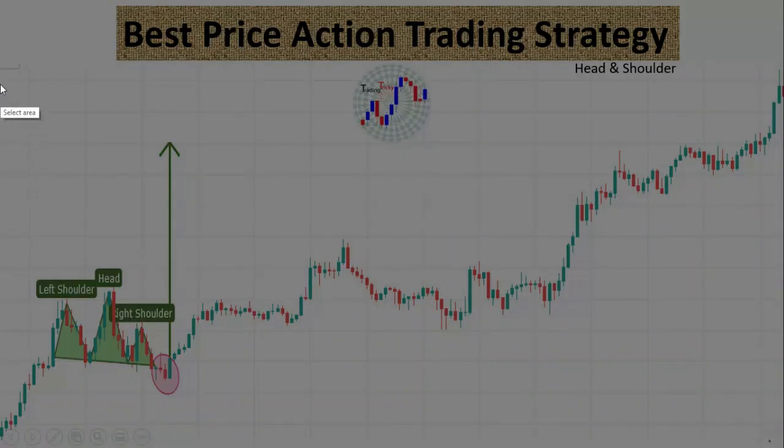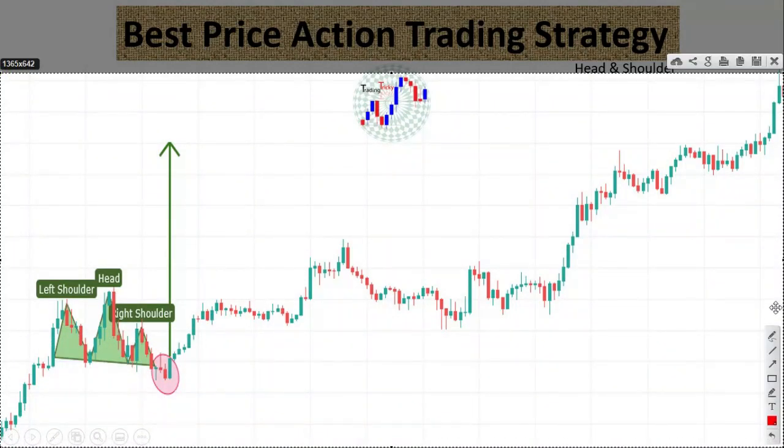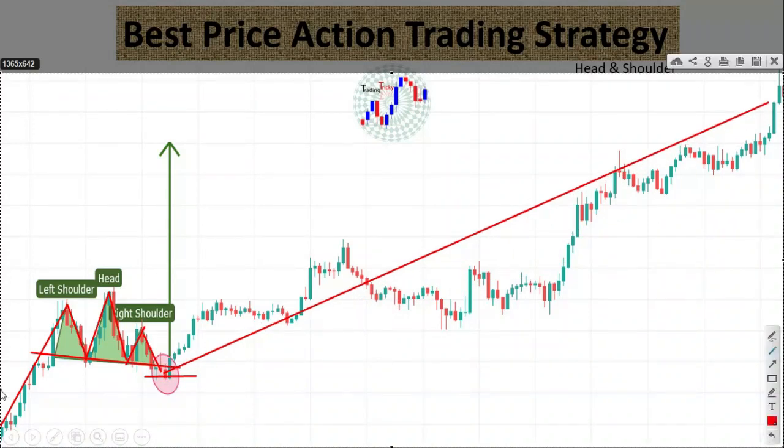Here you can see a head and shoulders pattern. This is the left shoulder, this is the head, and this is the right shoulder. Here is the neckline. As soon as you see that head and shoulders formed, you decide to go with the sellers, but the market immediately reversed and made a new high. So the pattern didn't work here.